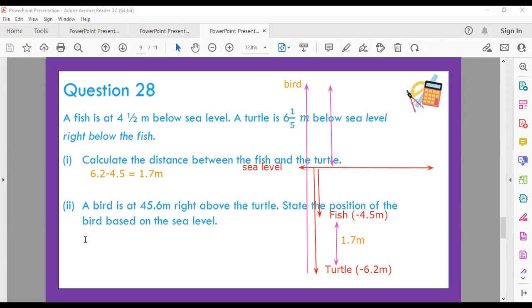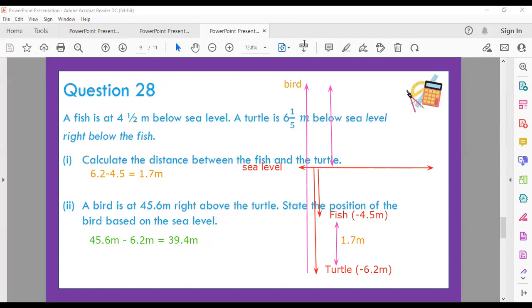So in order to do that, all we need to do is take out the turtle's distance from the total distance given. So 45.6 meters minus that 6.2, which is below the sea level, and you would get 39.4 meters, and that would be this part from the sea level to the sky where the bird is flying. All right, that's how you solve this question 28. Told you to draw. This is the drawing part to help you understand. All right, clear?